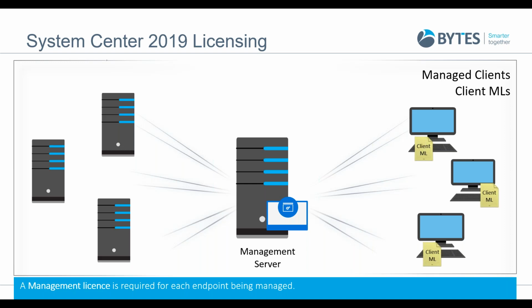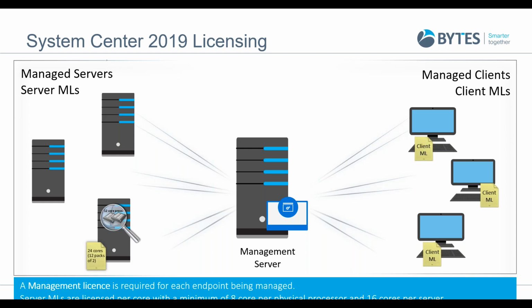If we want to manage the servers, we need to license each of those servers to utilize the services within System Center. So again, we need to cover them. Same rules apply as Windows Server, 8 cores per processor and 16 cores per server. You may get a bit sick of me saying that by the end of this call. But again, as an example, if we have 2 processors at 12 cores, we need to cover them with 24 cores of System Center Server.